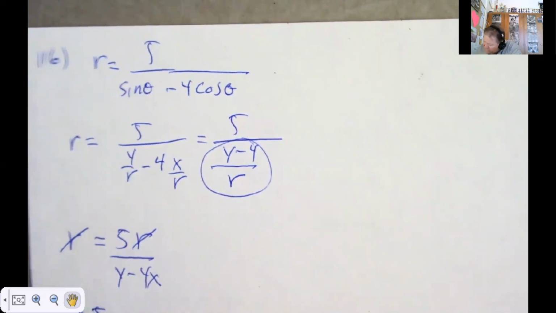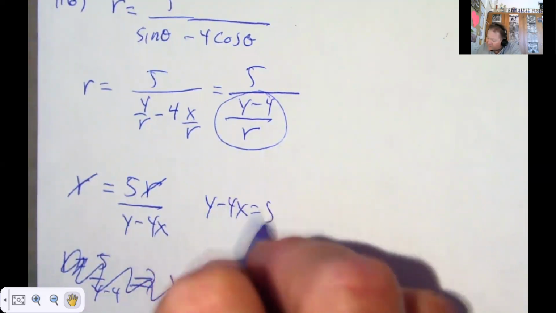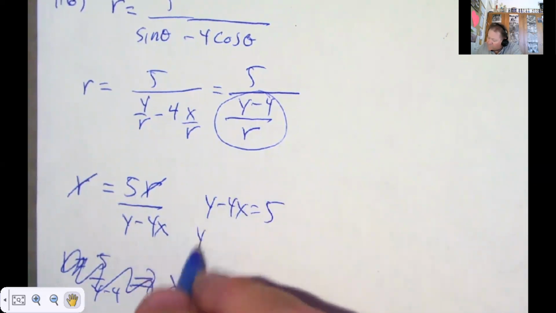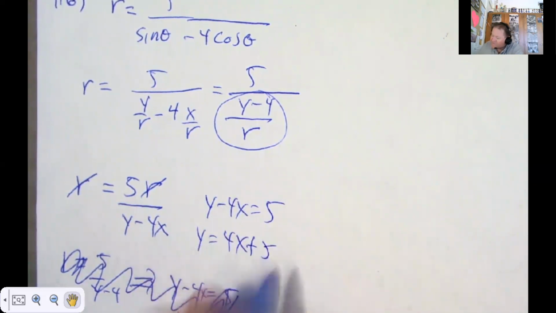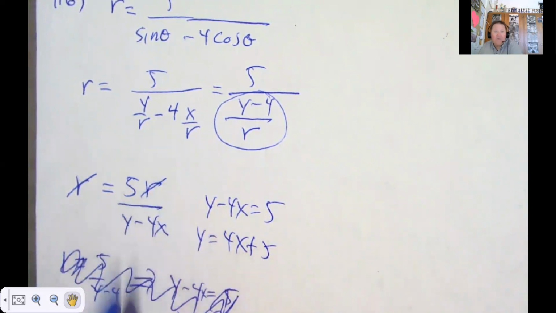Let me just start from here. Multiply both sides by y minus 4x, and you get y minus 4x equals 5. And then add a 4 to both sides, you get y equals 4x plus 5. Sorry about that. Somehow I dropped that 4 when I went down to here, and that should have been there.